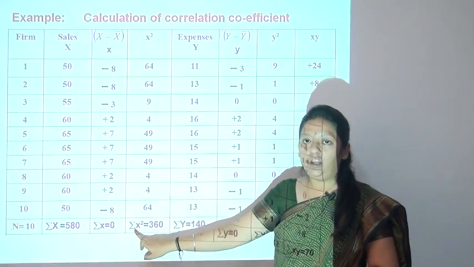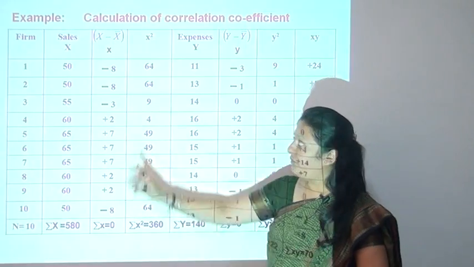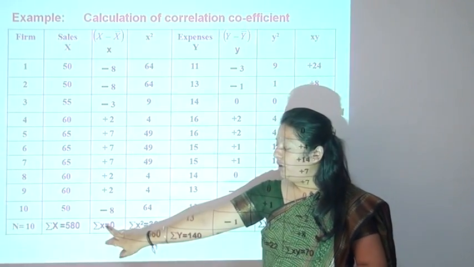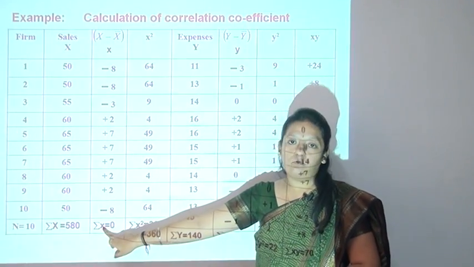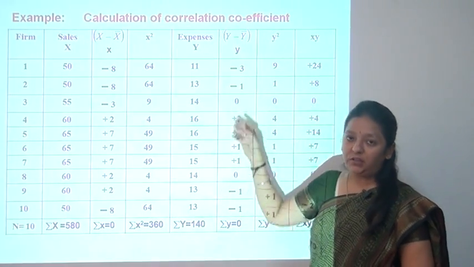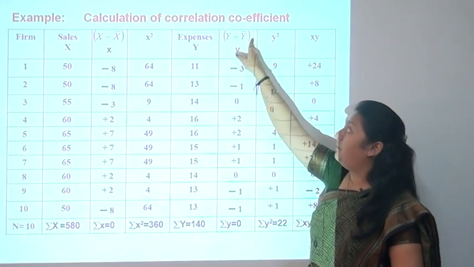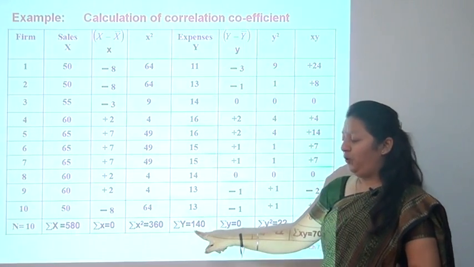So we'll have the value of sigma x square. Remember, the sum of x minus x bar is always equal to 0. Similarly, for the next variable, y minus y bar, our y bar is equal to 14.